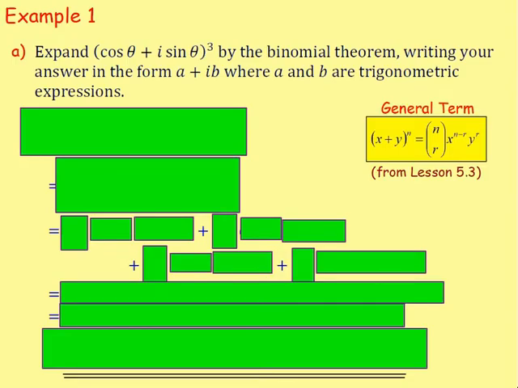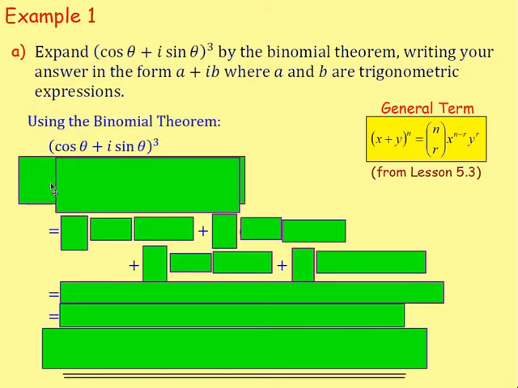So for part A, expand (cos theta + i sin theta) cubed using the binomial theorem, writing our answer in that form with the real part and the imaginary part, so a + ib. To do that, what we really want to do is expand it, so we want to use the binomial theorem on (cos theta + i sin theta) cubed.